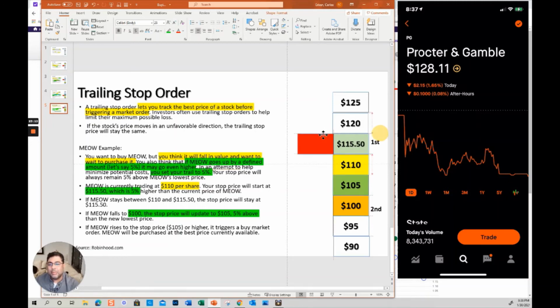Now, what happens is, let's say it's at 110, and it goes to 100. So it keeps going down, and keeps going down, and keeps going down. And this is basically the lowest price.